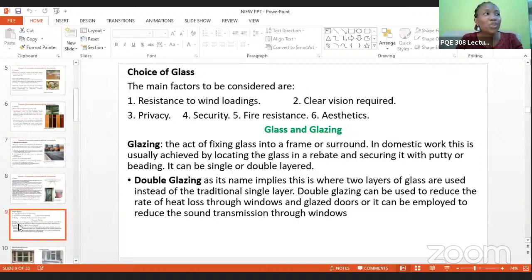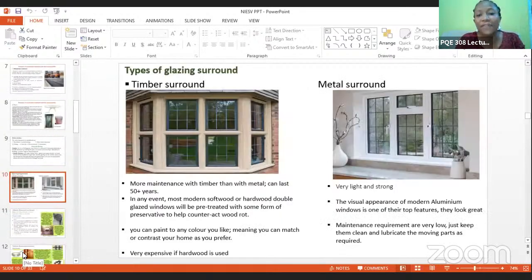So we have two major frames or surroundings for our glass. We have a timber frame and we have a metal frame. For example, types of glazing surround. I'm sure you can see the first one has the timber frame or timber surround, and the second one has a metal frame or metal surround. The differences between the two types of surround are what we have underneath.